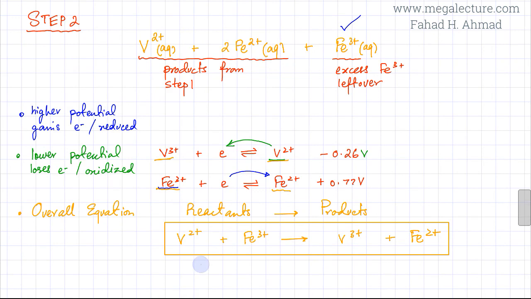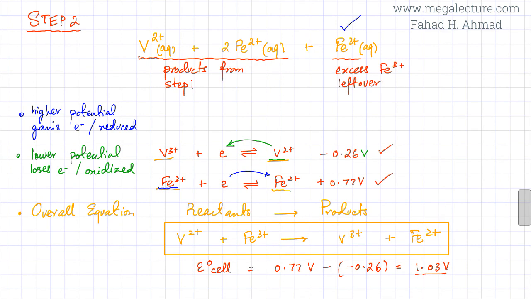And we can also try and calculate an E0 cell for this particular reaction. E0 cell would be higher potential, which in this case is 0.77 volts, minus the lower potential, which in this case is minus 0.26. So higher minus lower is going to be 0.77 minus minus 0.26. And the answer that I'm going to get is 1.03 volts. So that's a relatively high electrode potential, which means that this reaction is also very feasible. So this is the second step.